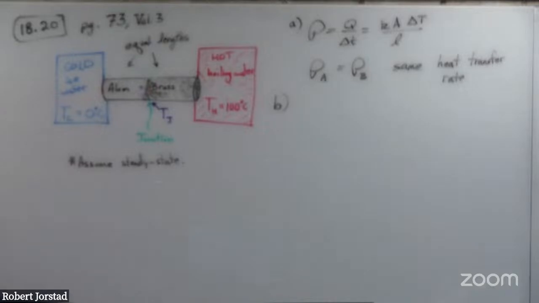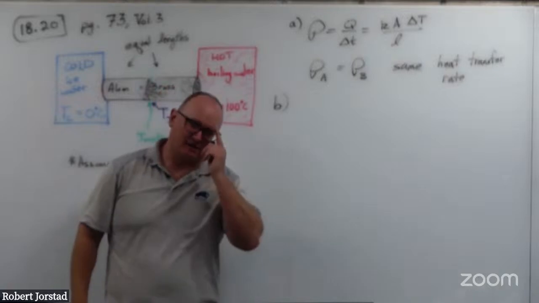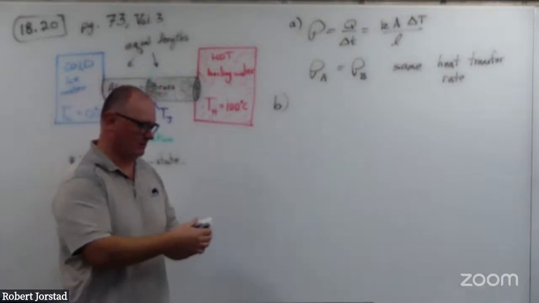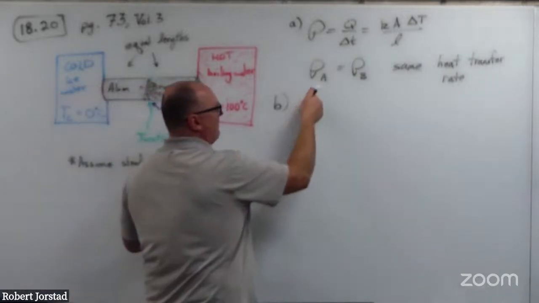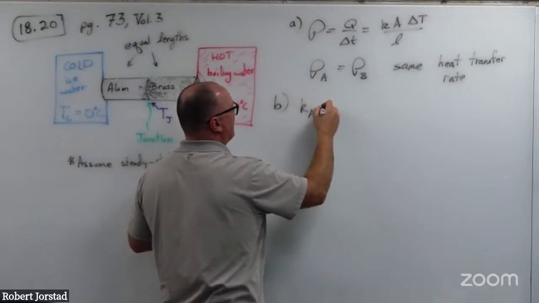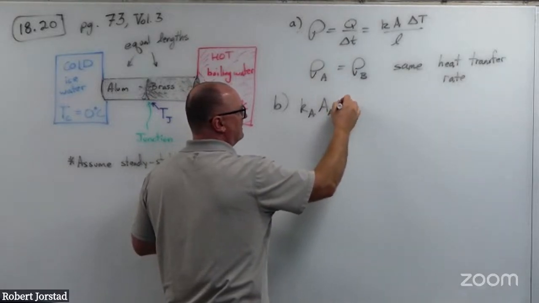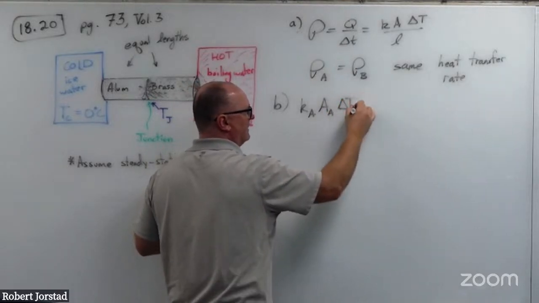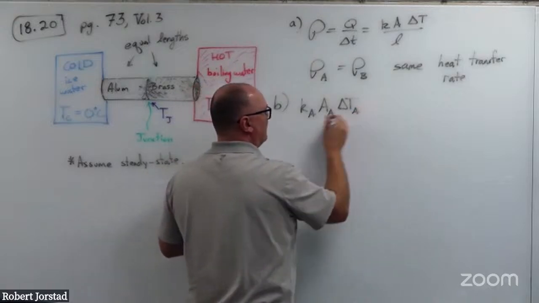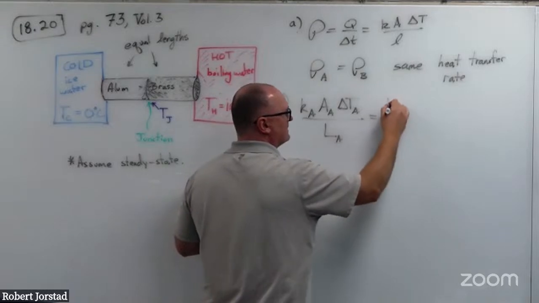Well, what can we do? If you think you know what to do, pause the video and try it yourself. I'm going to do it in 3, 2, 1. Here we go. Power transfer for the aluminum times the area of the aluminum times delta T of the aluminum all over the length of the aluminum should equal the same for the brass.